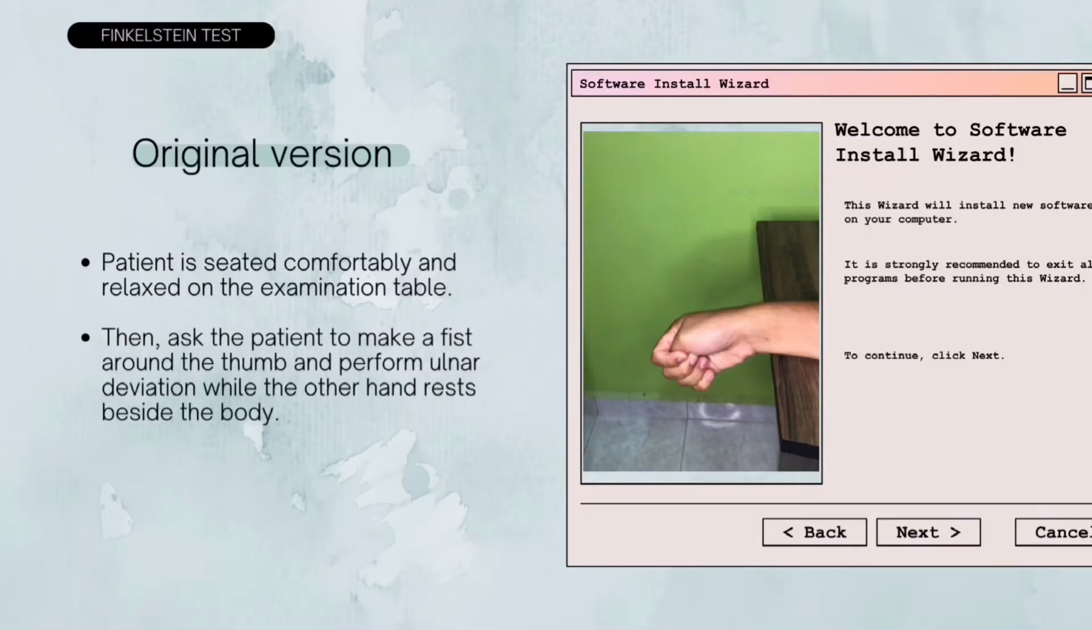This is the original version of Finkelstein test. To begin the test, the patient is seated comfortably and relaxed on the examination table. Then, ask the patient to make a fist around the thumb and perform ulnar deviation while the other hand rests beside the body.